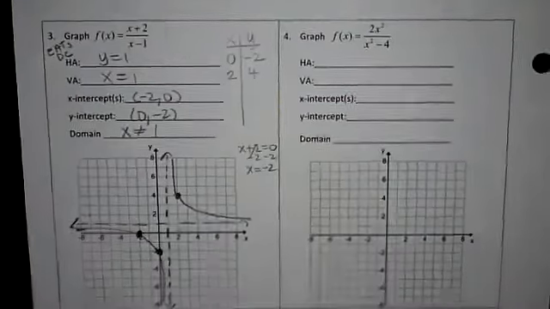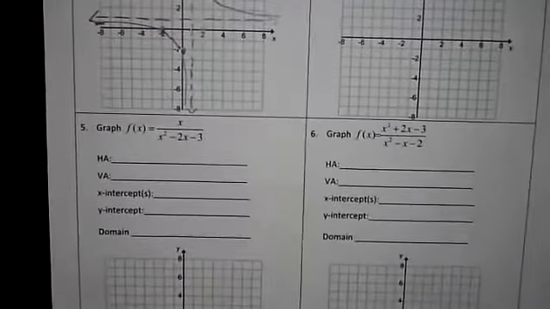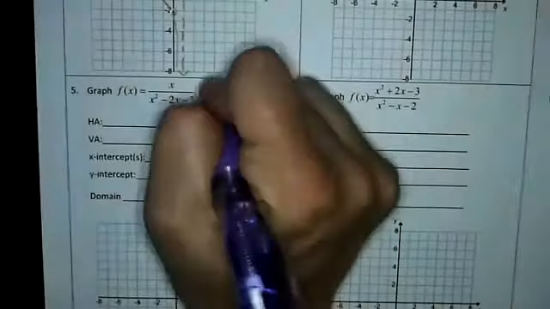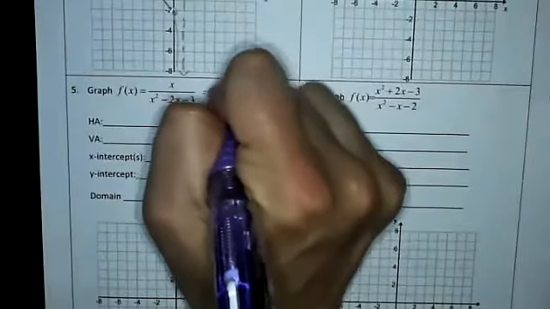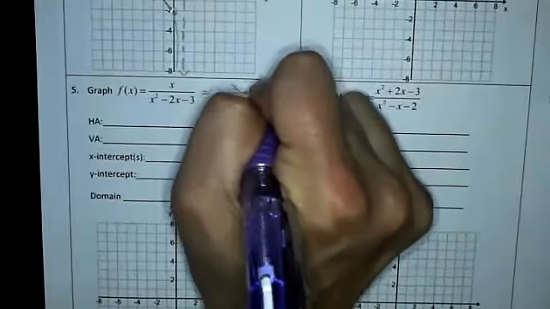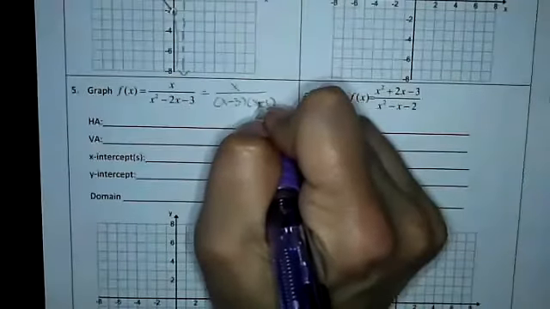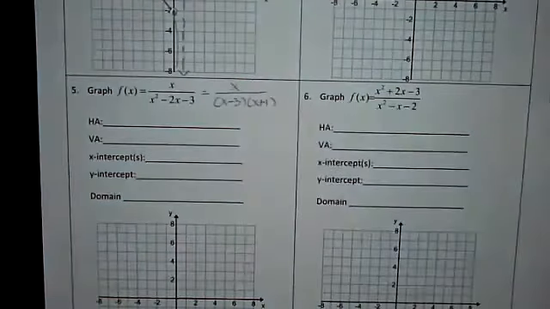All right, we'll try something a little bit harder now. So I'm going to go down here to this bottom one. I factor that bottom, and we get x over x minus 3, x plus 1. Now we're ready to answer all the questions here.